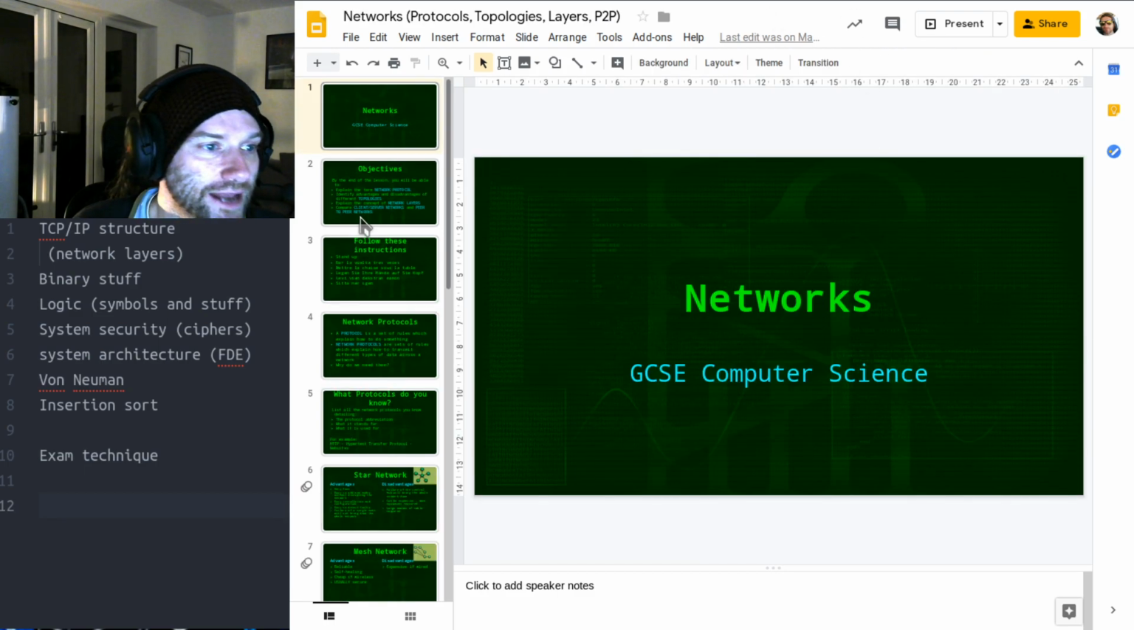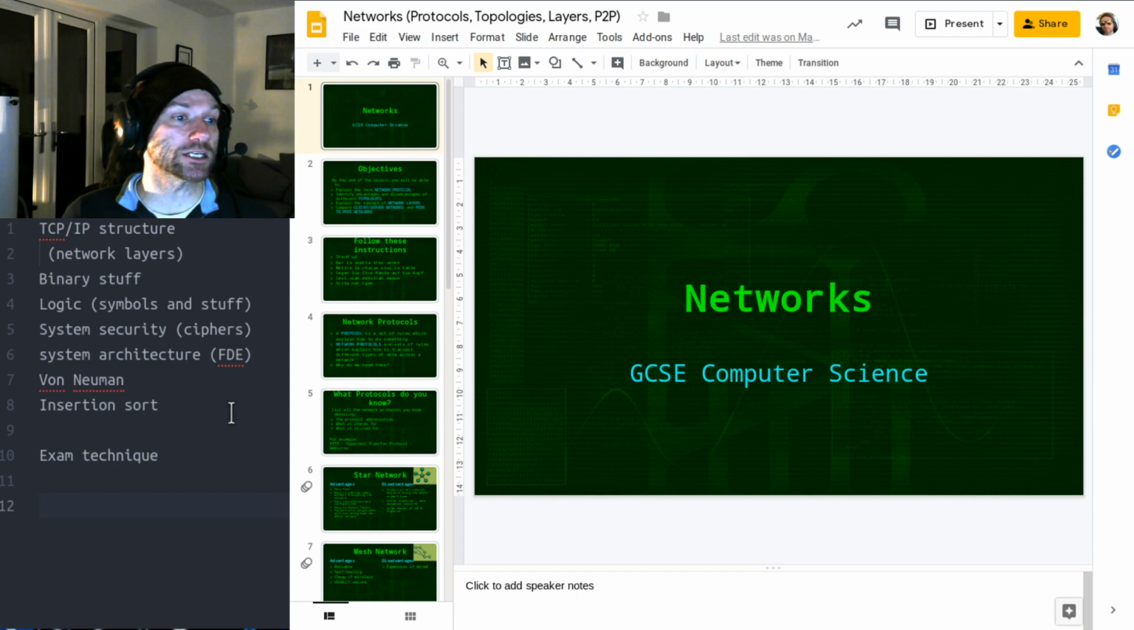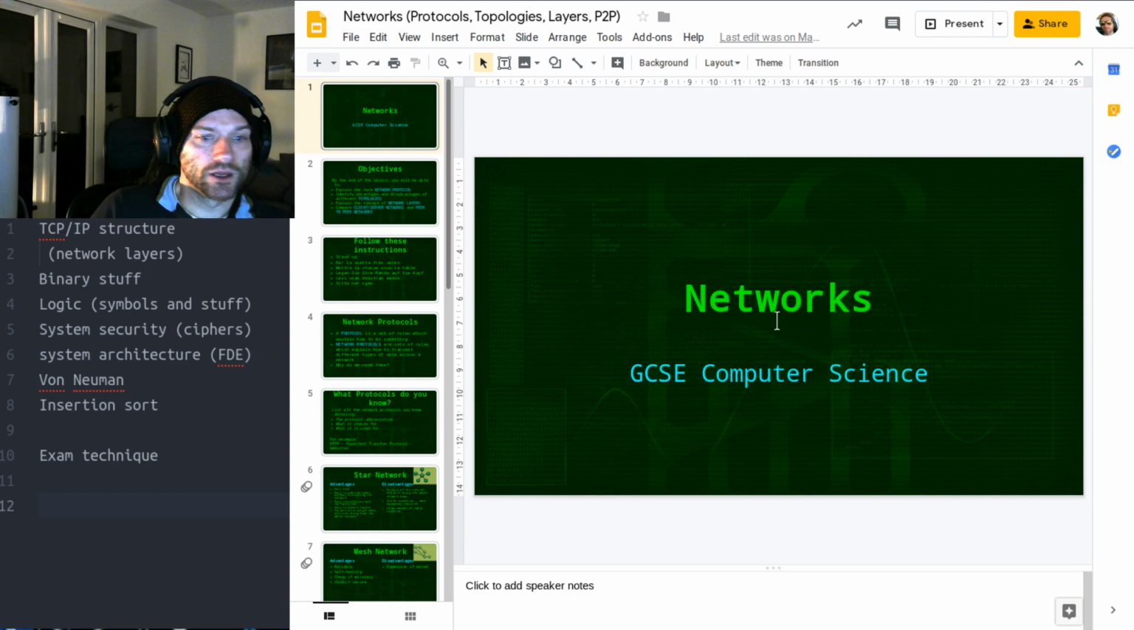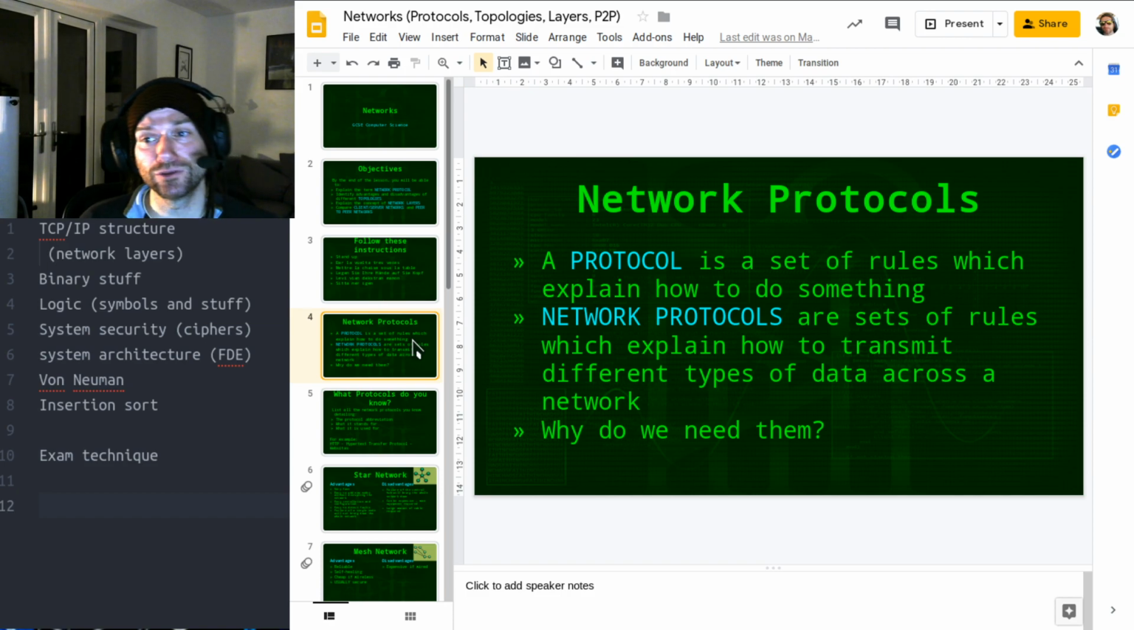Here we go. Networks then. So you guys want to know about network layers, and, what was the other thing? Network layers. Oh, packet switching. Okay. Did you want to know about network protocols? I'm assuming you know what a protocol is. Just in case, a protocol is a set of rules which explain how to do something. TCP and IP are both network protocols.